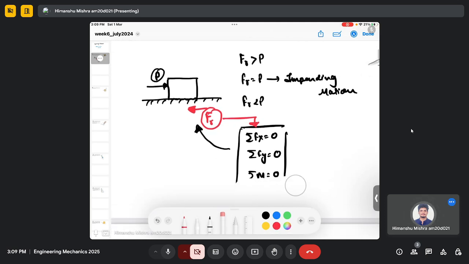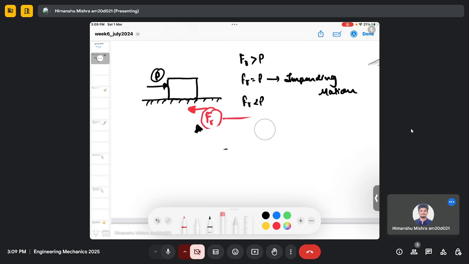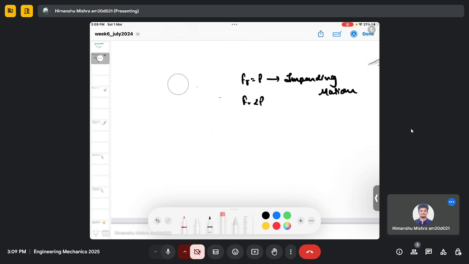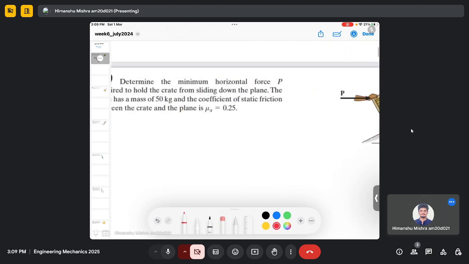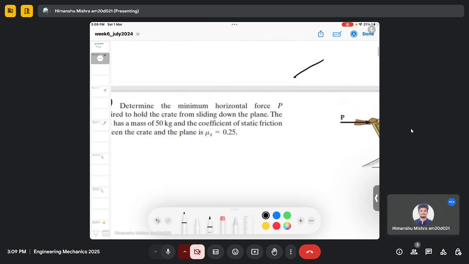So let's start with the first problem. We will try to solve a variety of problems. For example, we will solve some inclined wedge block kind of problem, where we have an inclined plane and there is a block, and there we have to balance the forces and friction forces together and try to find the unknown.